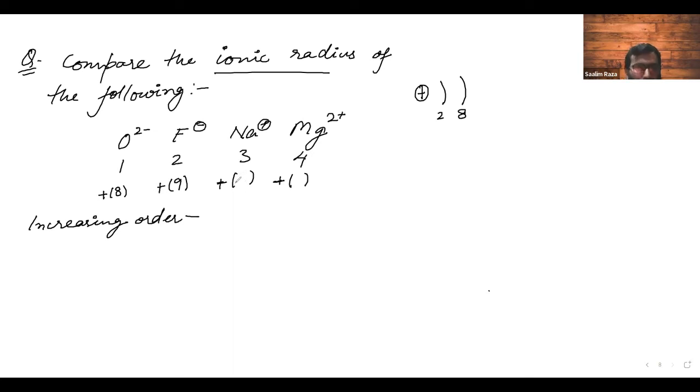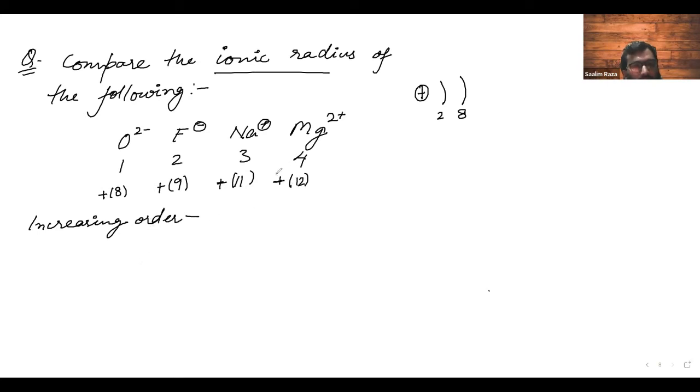I missed that we have the noble gas in between also. Yes, 11, and this will be 12. Okay, thank you for correcting me. 8, 9, 11, and 12. Now you will tell me from 8, 9, 11, 12, which is the highest positive charge?